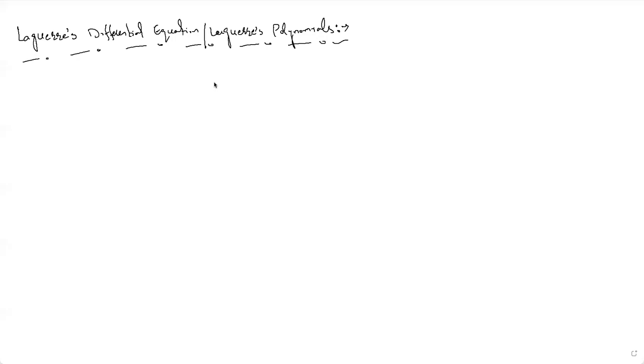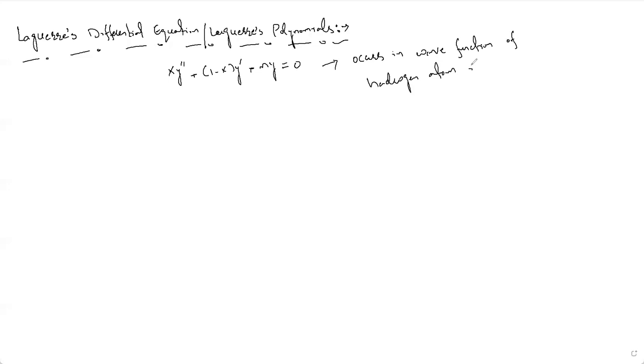So, if I write down the Laguerre differential equation, it is x y double prime plus (1 minus x) y prime plus n y is equal to 0, where n is an integer. This equation is what we call the Laguerre differential equation. It occurs in the wave function of the hydrogen atom in quantum mechanics.